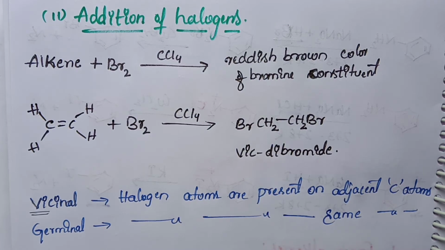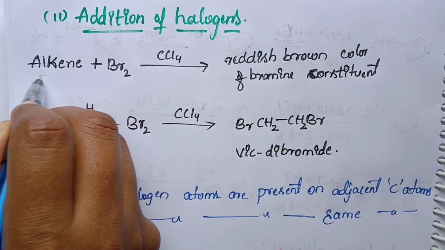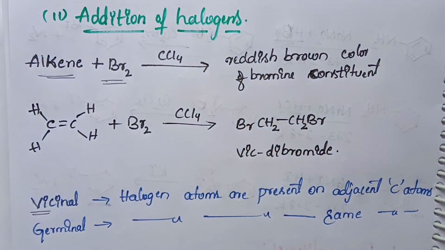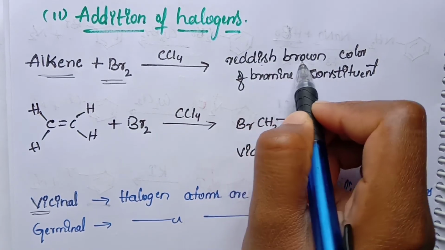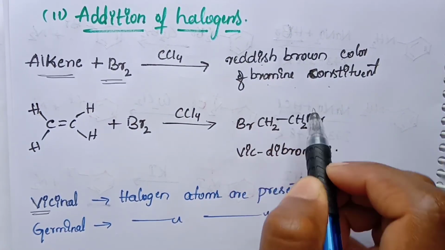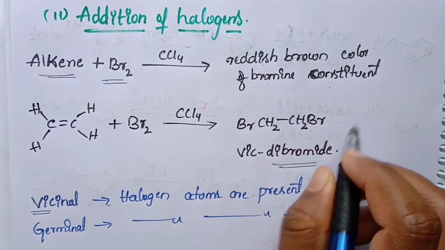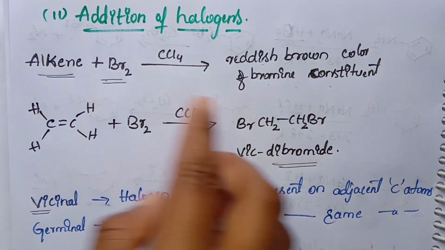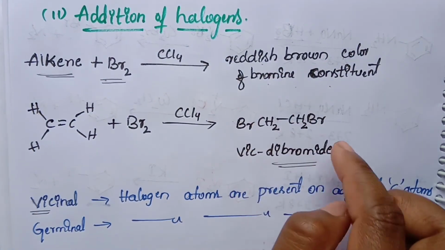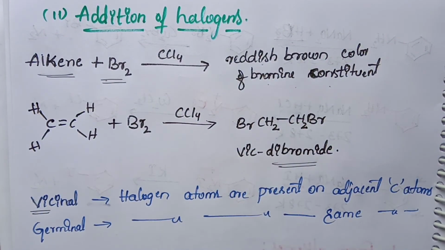from the alkenes. Here the alkene is treated with bromine in the presence of carbon tetrachloride. Then the reddish brown color of bromine is discharged, which means a dibromide will be formed. This can be observed in the laboratory. The addition of bromine in carbon tetrachloride to an alkene results in the discharge of the reddish brown color, and the dibromide is formed.